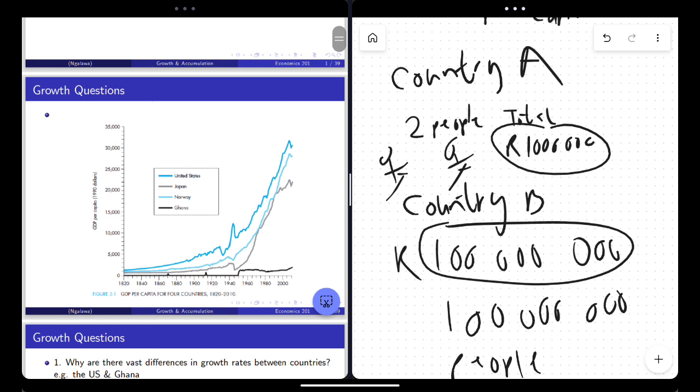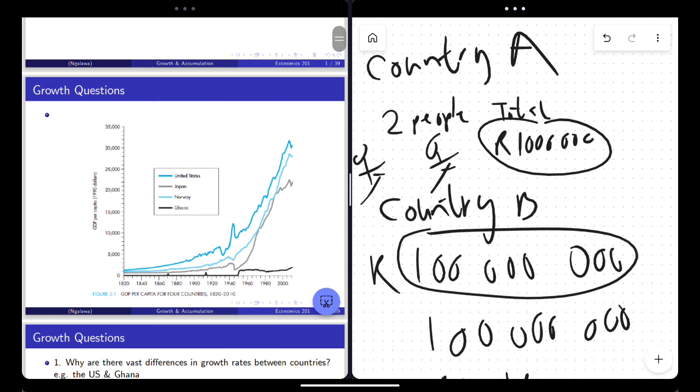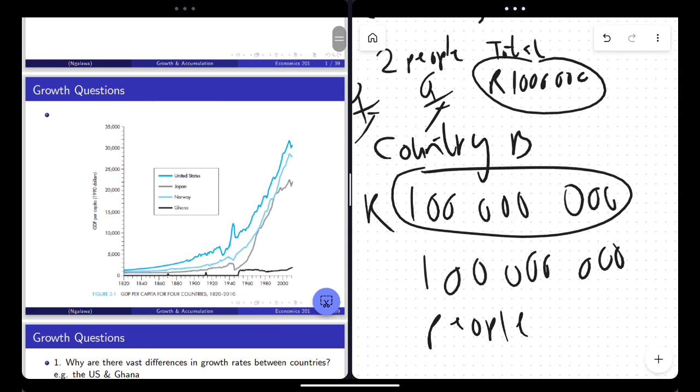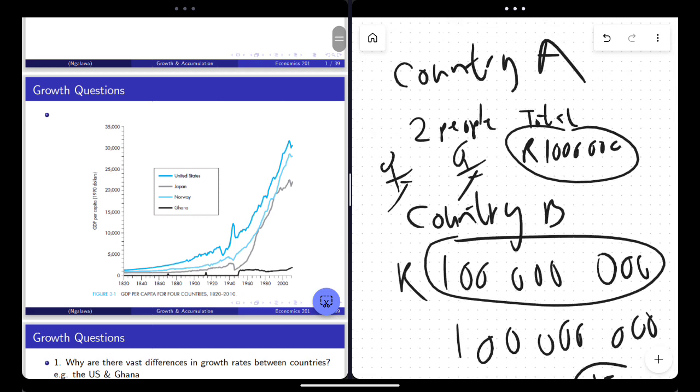So you tell me, is this country doing good? Of course, this country only two people, and two people is getting 500,000 rand. That's good. But in country B, although the GDP is high, 100 million, per capita turns it to only 1 rand. Literally, because there's 100 million in GDP and there's 100 million people. So 100 million in GDP divided by 100 million people is 1 rand. So each person gets 1 rand. See, if each person here gets 1 rand in country B versus each person that gets 500,000 in country A, which one is better? It'll always be country A.